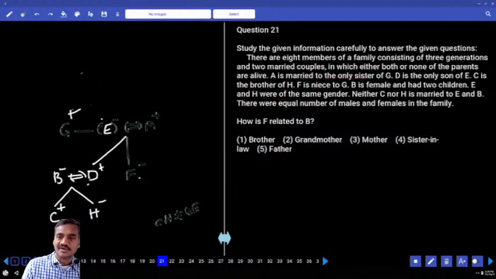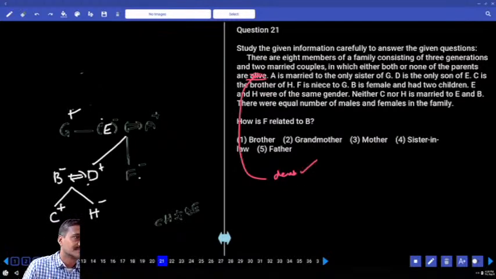Either both or none of the parents are dead, isn't it? Now here, according to this one, no parent is alive. Either both the parents or none of the parents are alive, isn't it? That means here in the place of alive it must be dead. Okay, that means they are living. And this is about 21 to 23.